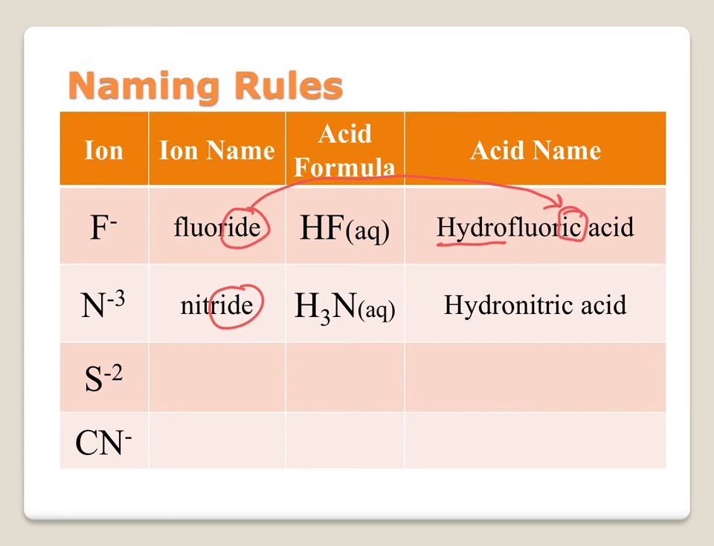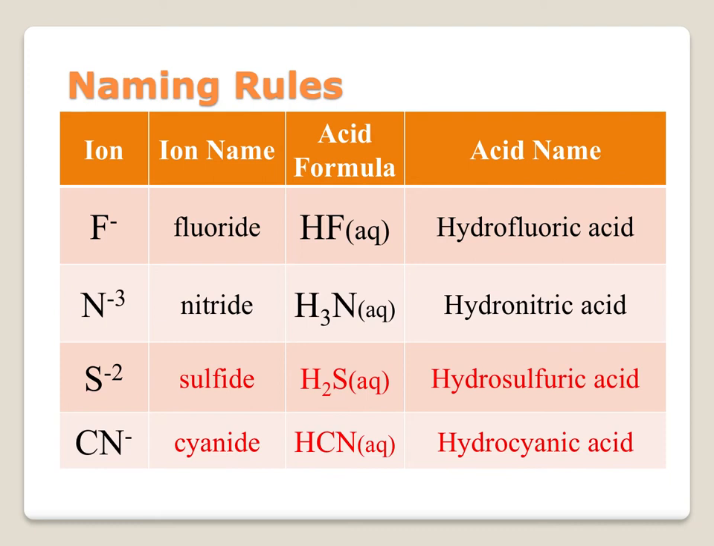Nitride. Now, nitride has a charge of 3-, and we can see that the formula is balanced, H3N, and that name is hydronitric acid. I've left 2 for you to do on your own. Go ahead and pause the lecture, follow these rules, try your best to fill in the rest of the boxes, and then come back to see how you did.